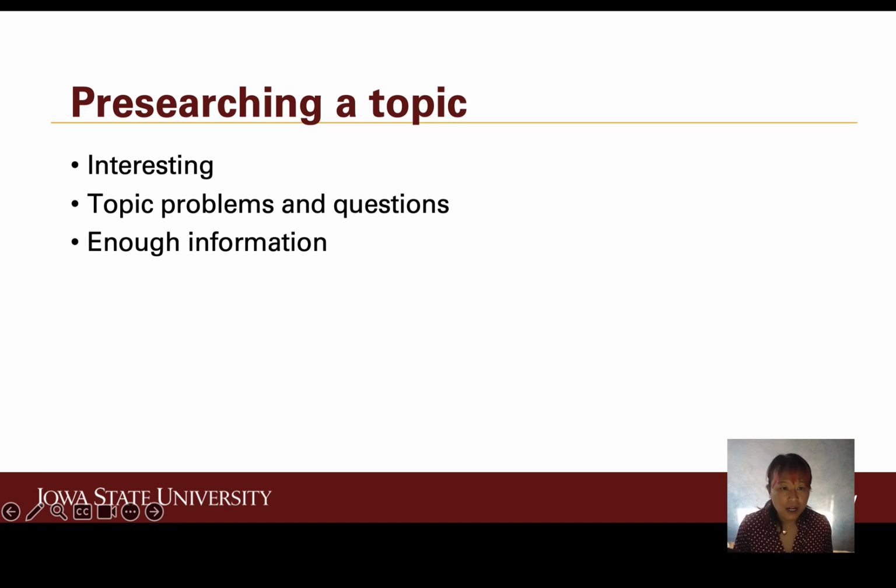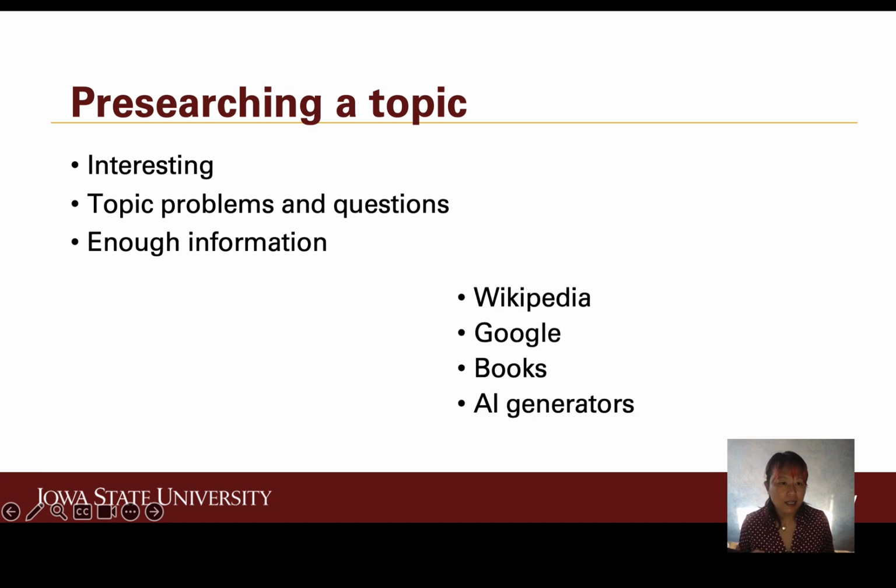During the pre-searching process, you're doing a little bit of armchair researching. It's not so much about finding credible information as it is about finding enough information to tell you that yes, this is in fact a topic that you want to pursue. On page 1.4, you'll learn how Wikipedia, books, Google, and AI generators can help you with that pre-search.